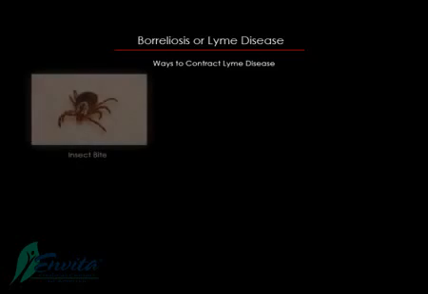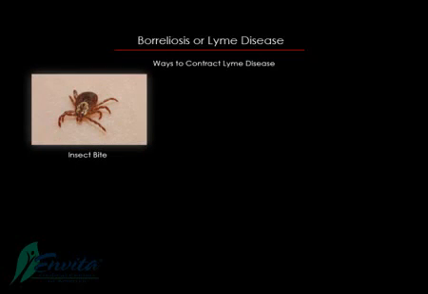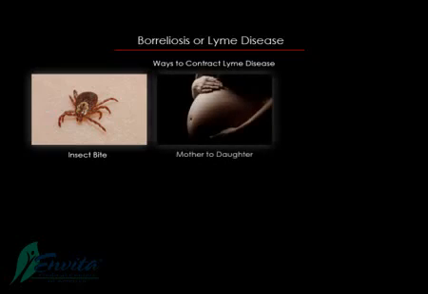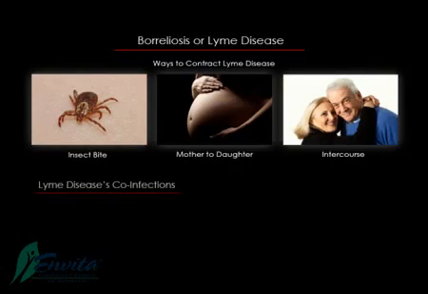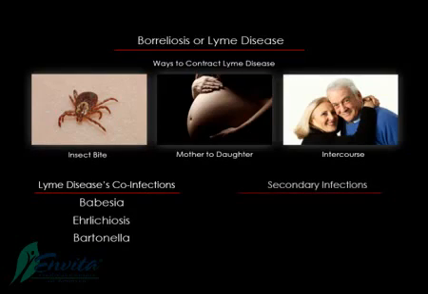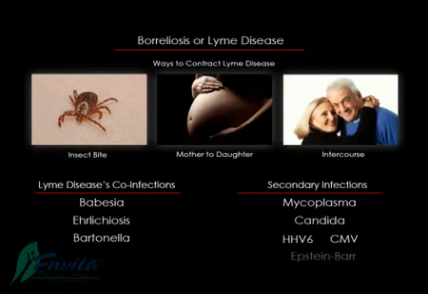There are three possible ways for Lyme disease to be transmitted. Number one, by the bite of an insect or tick that transfers blood. Two, in a pregnant woman, from the mother to the fetus via the placenta. And three, sexually transmitted. Lyme also contains co-infections such as Babesia, Ehrlichia, Bartonella, and secondary infections such as Mycoplasma, Candida, and viruses such as HHV6, cytomegalovirus, and Epstein-Barr.